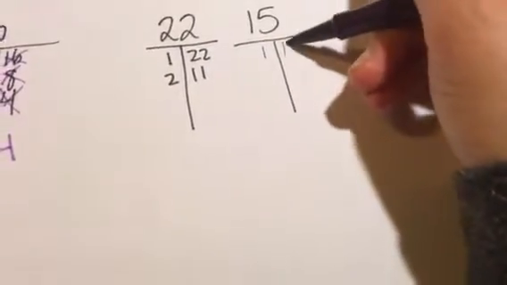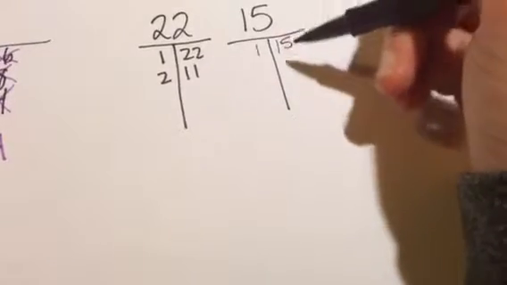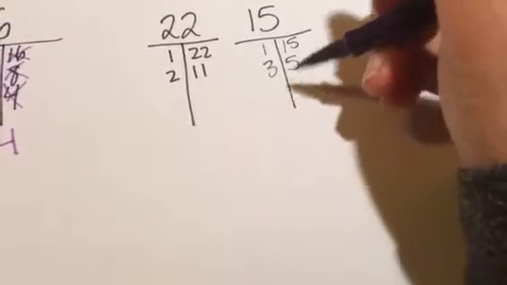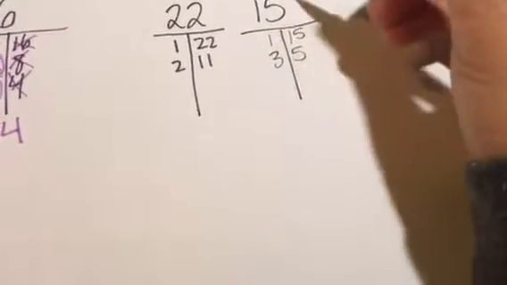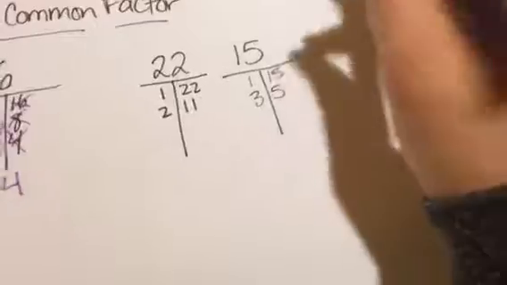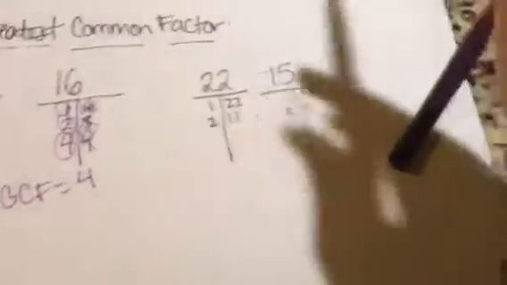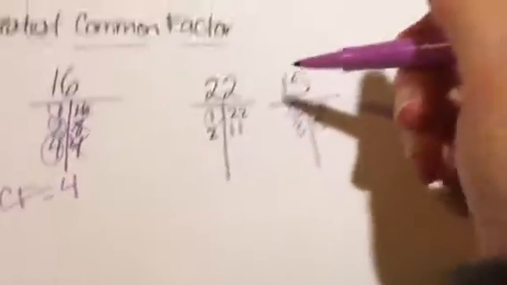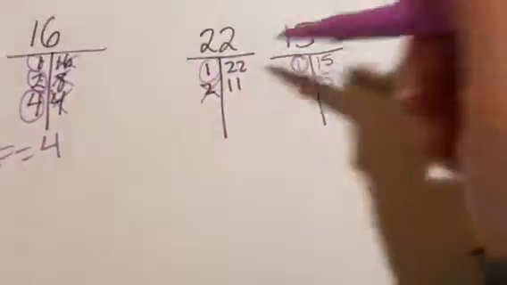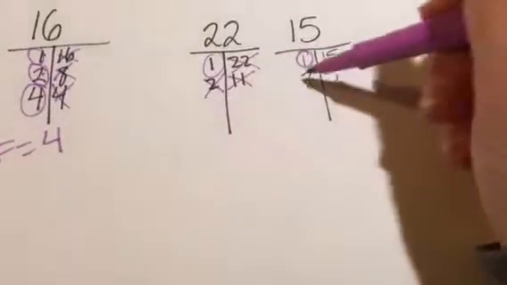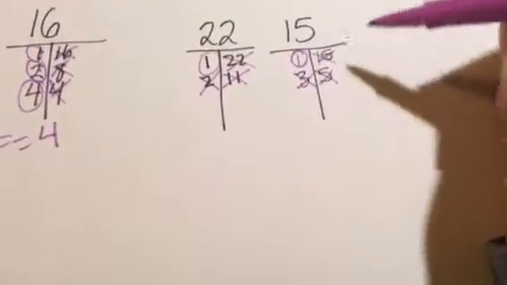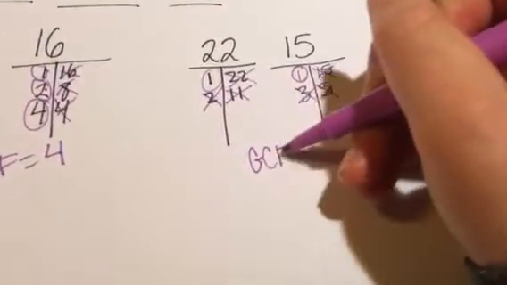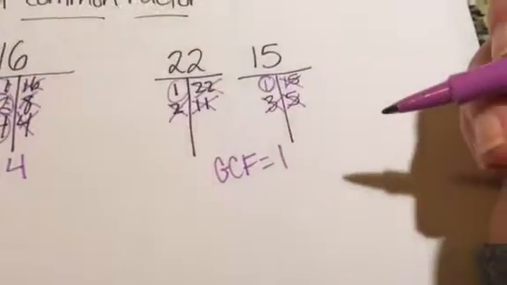1 times 15, 2, no, that doesn't work. 3 times 5, 4, no, that doesn't work. 5 times 3, okay, I already have that, so we're good to go. So these are all my factors. Now I want to figure out which ones they have in common, that they share. They have 1. They don't have 2. They don't have 22. They don't have 11. They don't have 3. They don't have 5. They don't have 15. Can you have a GCF of 1? You sure can. So that is our GCF.